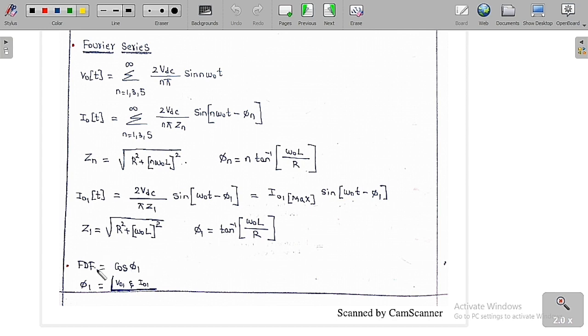So the fundamental displacement factor is equal to cos of the phase angle between the fundamental output voltage and the fundamental output current. The fundamental output voltage, substituting n is equal to 1, is 2 VDC by pi sine of omega naught t, whereas for the current we get the expression above. The phase angle is nothing but phi 1. So cos of phi 1 is the fundamental displacement factor. Phi 1 is the phase angle between the fundamental output voltage and the fundamental output current.